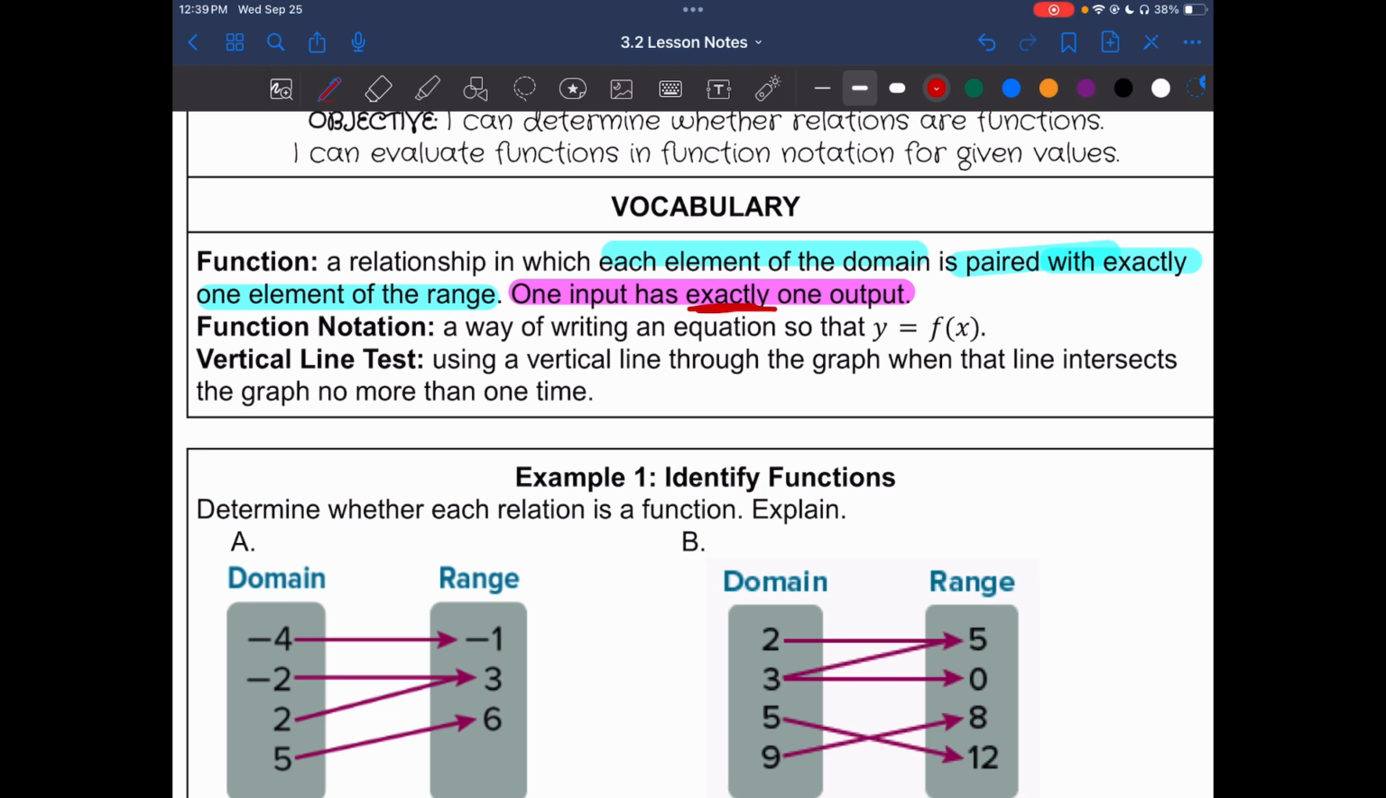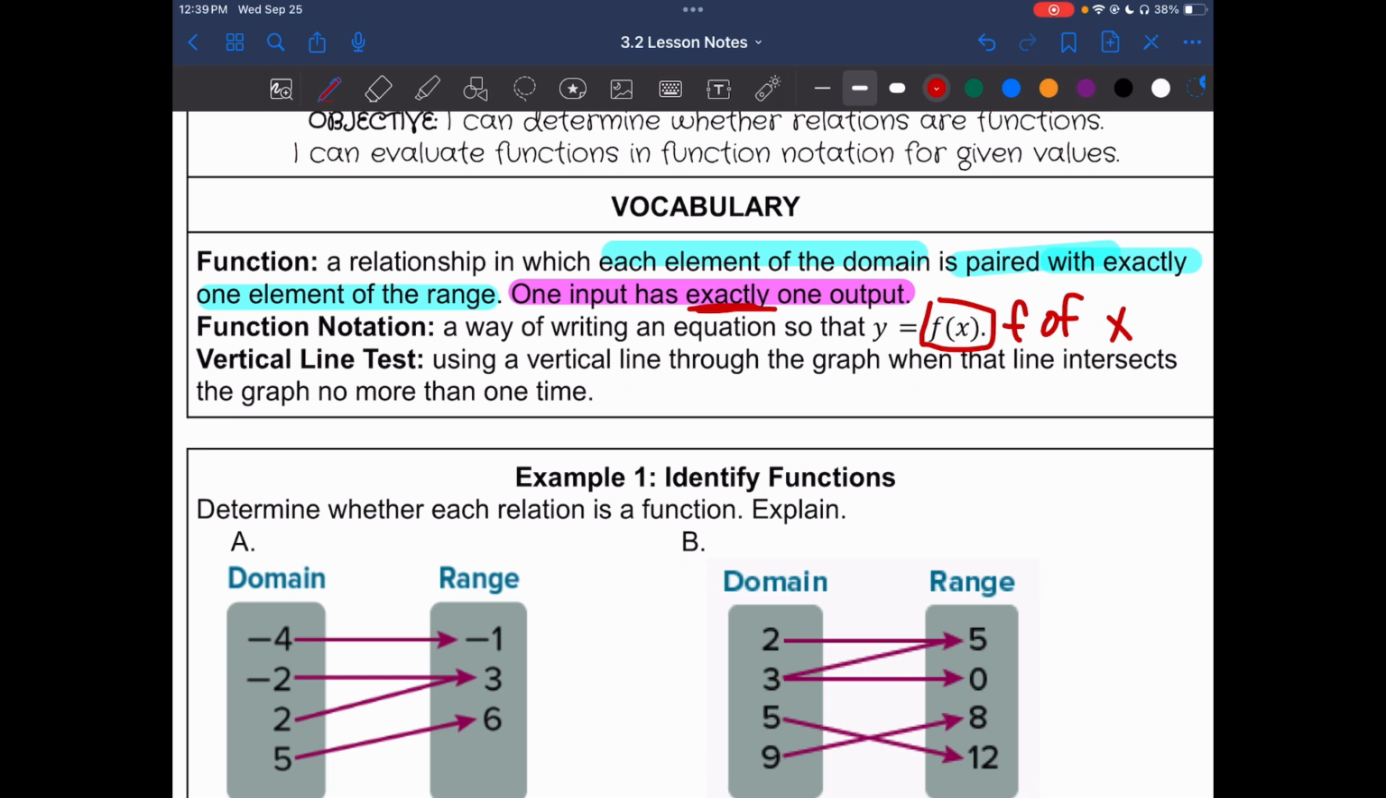Function notation is a way of writing an equation, and what we're doing is essentially replacing y with f of x. And the way you say that is f of x, the function of x, or it could be g of x, h of x, whatever it may be. f of x is equal to something. Now, we'll talk about that more when we get there.